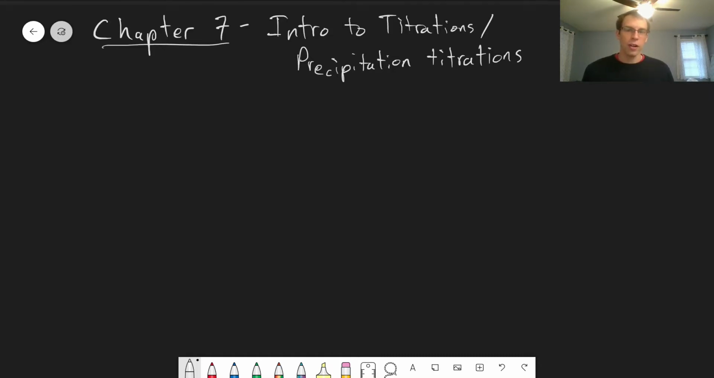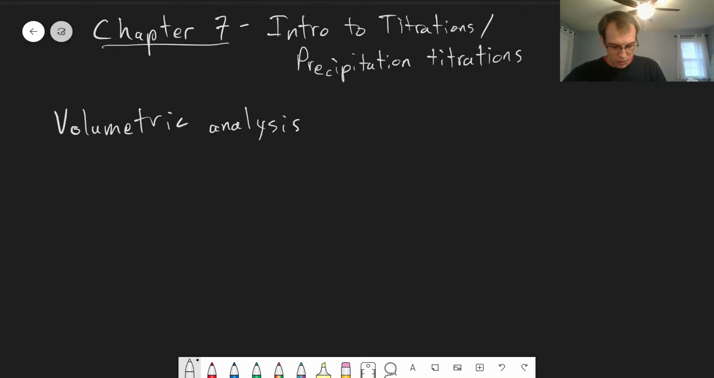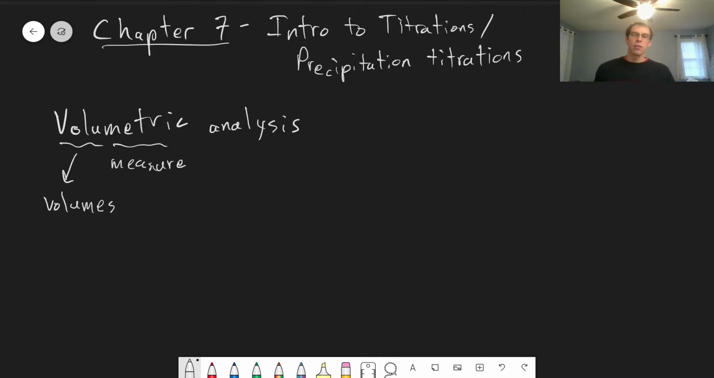So at its core, a titration is a way of doing what we call volumetric analysis, meaning that we are analyzing something by measuring volumes. So the metric means measure, and volume here, of course, is that we're measuring volumes. So to do a volumetric analysis, we need a tool that allows us to measure things to a precise variable amount of volume. And our main tool for using that is a burette.